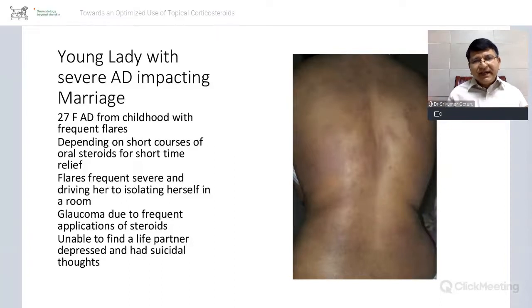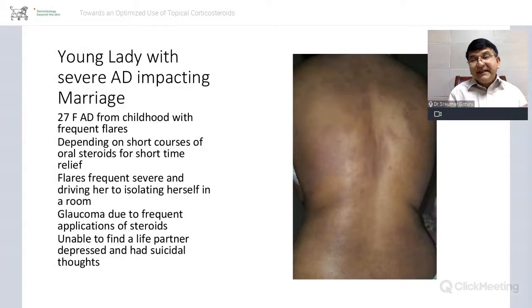So I would like to share an interesting 27-year-old lady with severe atopic eczema. I had seen her for nearly 15 years. Right from childhood, I had been treating her. She was having very frequent flares. She used everything: topical steroids, calcineurin inhibitors, moisturizers, antihistamines. She had got into the habit of using short-term oral steroids also. She ended up becoming a doctor herself, an internal medicine specialist.